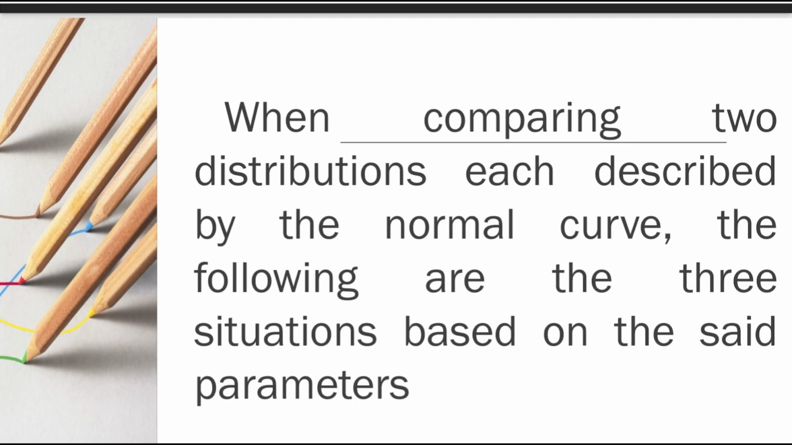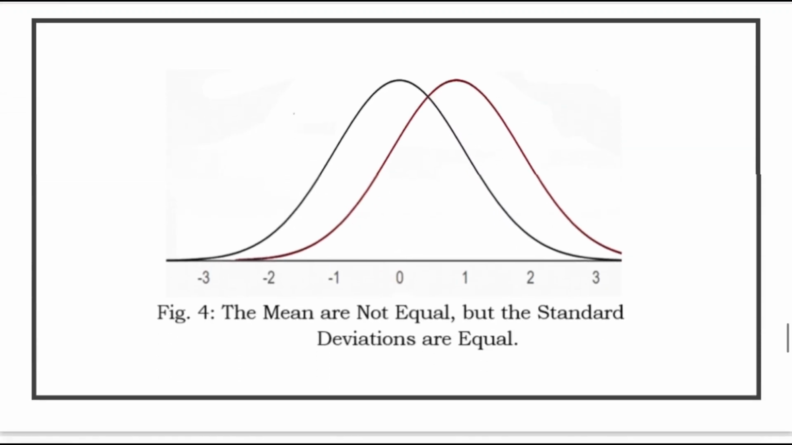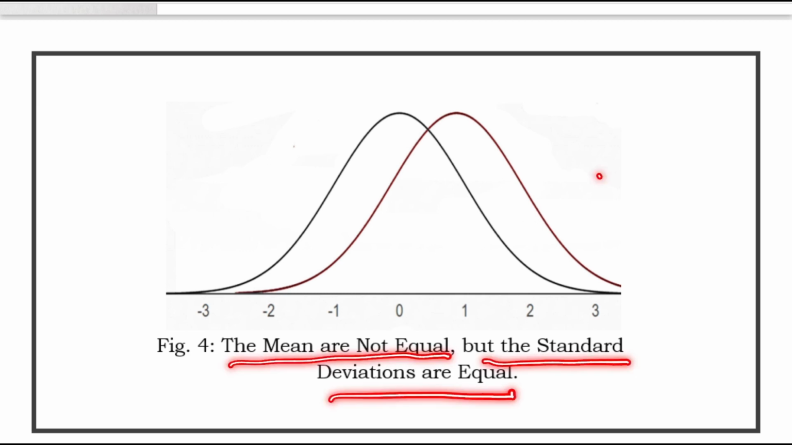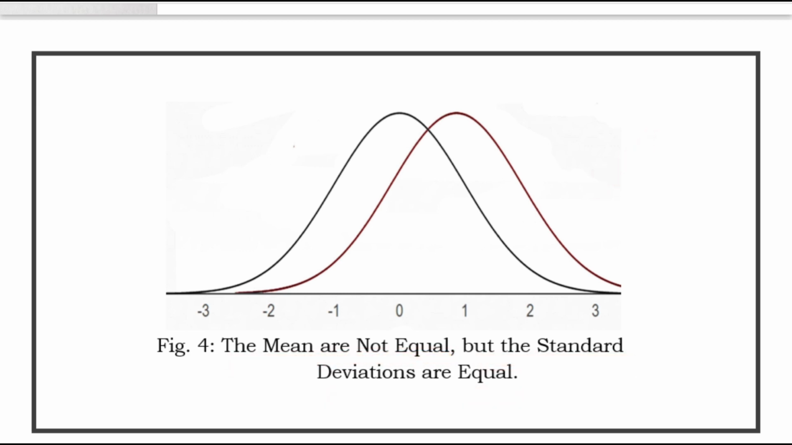Now, when comparing two distributions, each described by a normal curve, the following are the three situations based on the set parameters. What are these two parameters? The mean and the standard deviation. First, if the means are not equal but the standard deviations are equal, the graph looks like this.